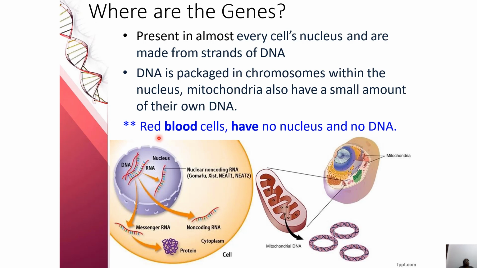Now, genes are present in almost every cell's nucleus and are made from strands of DNA. And DNA is packaged in chromosomes within the nucleus. Mitochondria also have a small amount of their own DNA. So, red blood cells have no nucleus and no DNA.